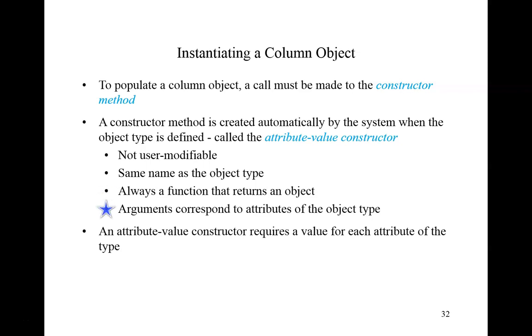The arguments to this attribute value constructor correspond to the attributes of the object type. An attribute value constructor requires a value for each attribute of the type. If it's a type that you're not familiar with, the SQL+ describe command allows us to describe the type and reveals information about the attributes. Then we could make a valid call to the attribute value constructor.